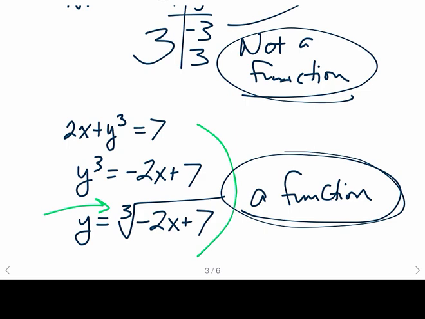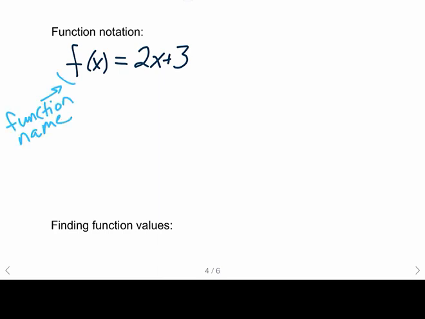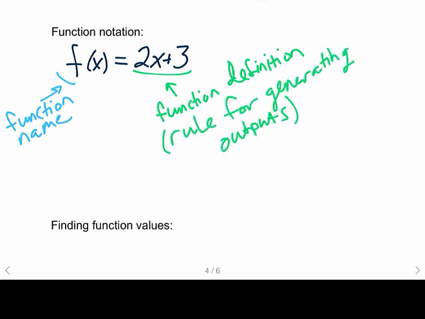Okay, we're going to shift gears a little bit and see what function notation is about. And then we're going to see how to find function values. First, the notation. Just some vocabulary here. We've got f of x equals 2x plus 3. And as far as the anatomy of this thing here, the f is the function name. The 2x plus 3 is the function definition, or could be considered the rule for generating outputs. The x, where we have f of x, this is called the argument.